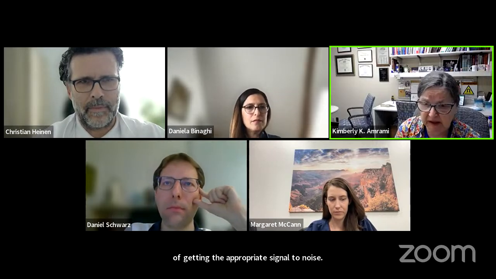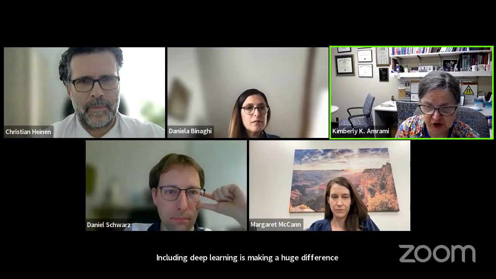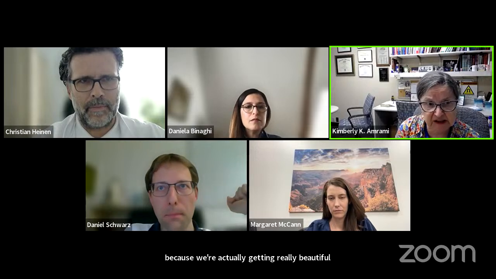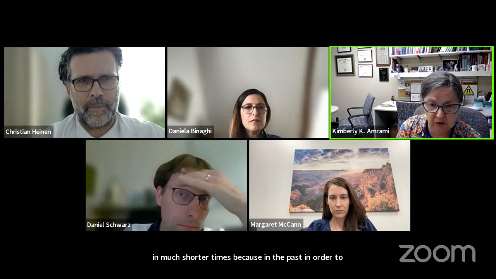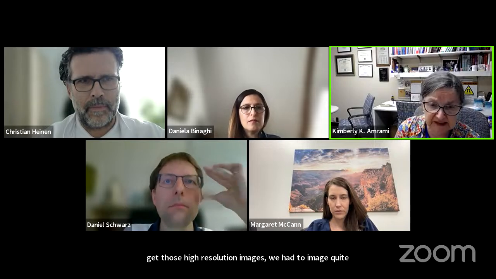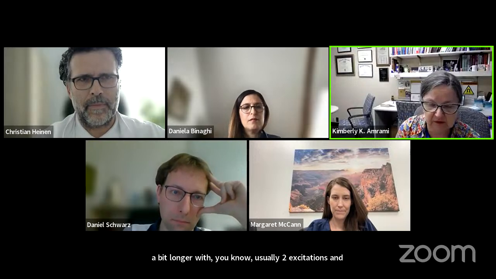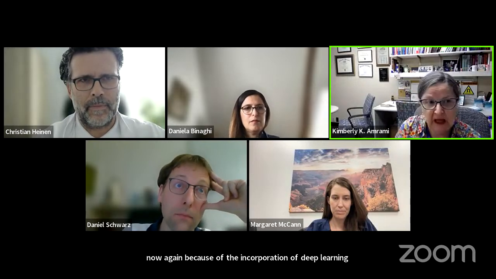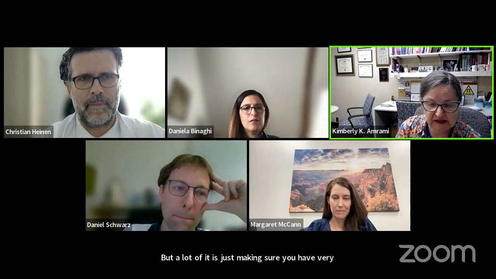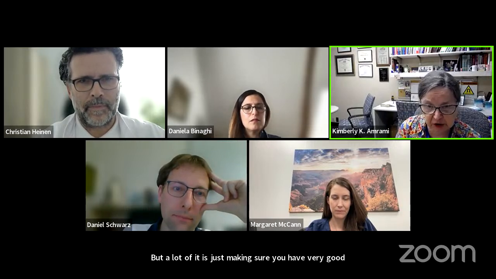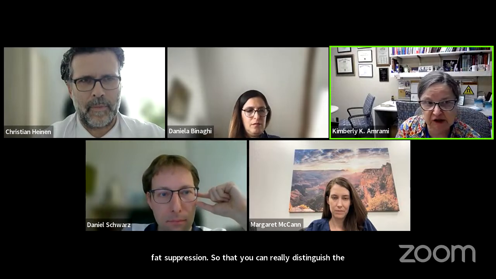Including deep learning is making a huge difference because we're actually getting really beautiful images in much shorter times. In the past, in order to get those high resolution images, we had to image quite a bit longer, usually with 2 excitations. Now, because of the incorporation of deep learning, we're able to do it with a single excitation. But a lot of it is just making sure you have very good fat suppression so that you can really distinguish the nerve from the background, and then the high resolution T1 to see the relationship to the other structures.